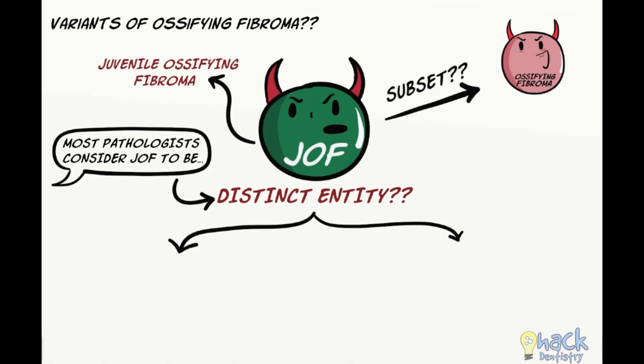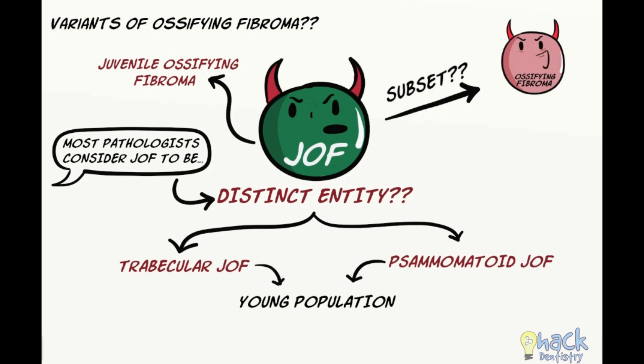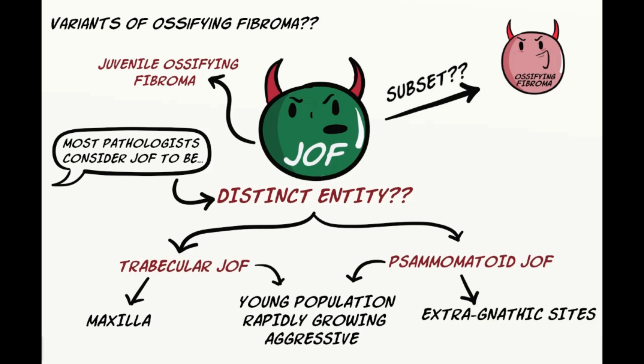There are two types of juvenile ossifying fibromas, them being the trabecular type and the cementoid type. Juvenile ossifying fibromas occur in the young population and are more rapidly growing and aggressive. The trabecular type occurs more often in the maxilla, while the cementoid type occurs more often in extragnathic sites like the orbit and the paranasal sinuses.